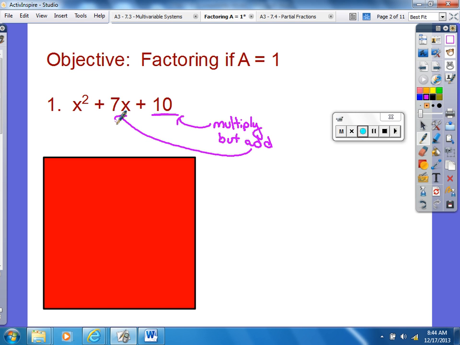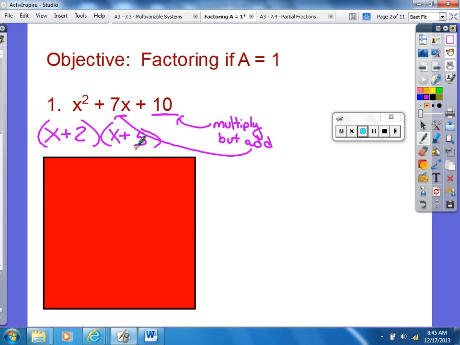So here's what we do. We make 2 sets of parentheses. And since A is 1, we get to write X and X. And Lauren said positive 2 and positive 5. That's your answer.